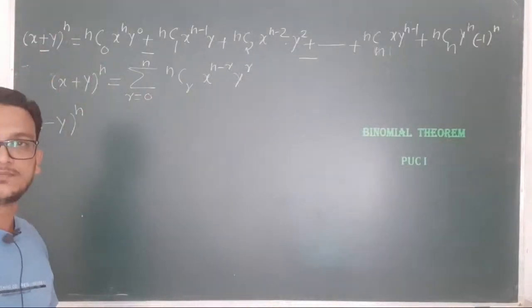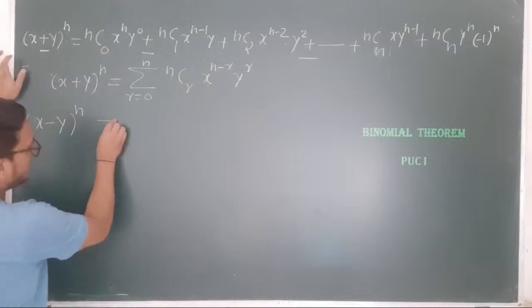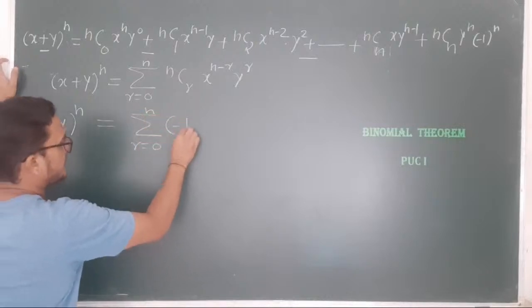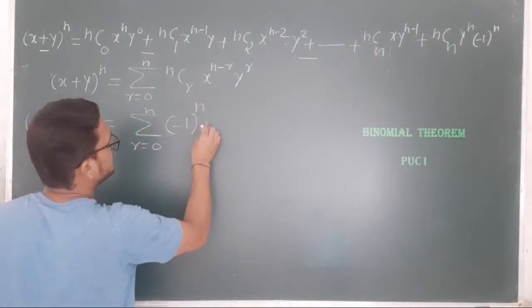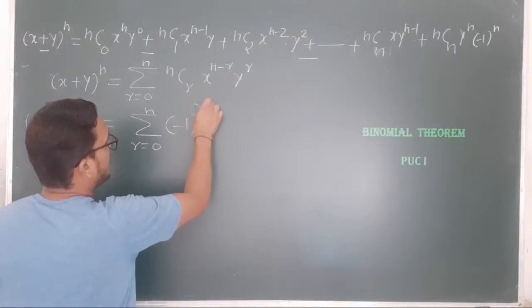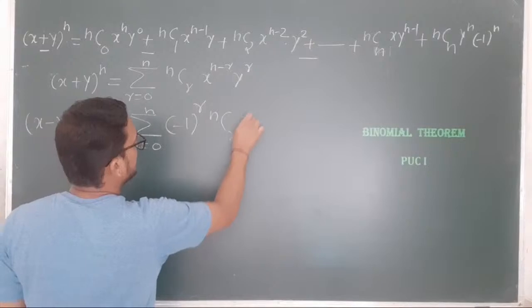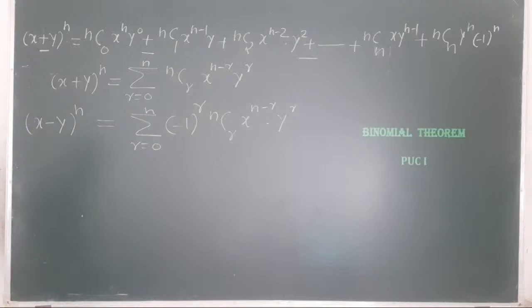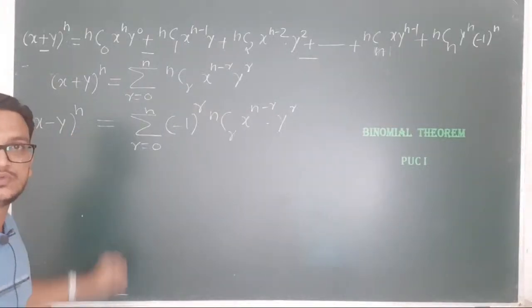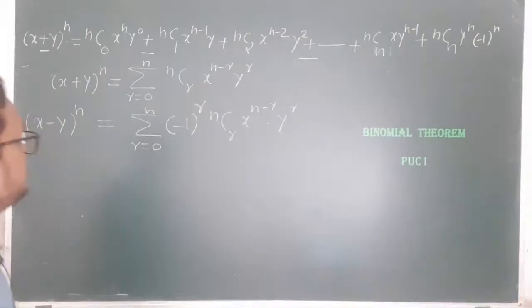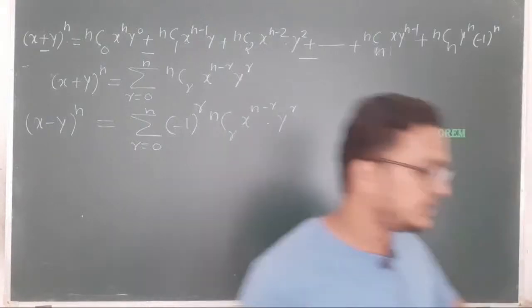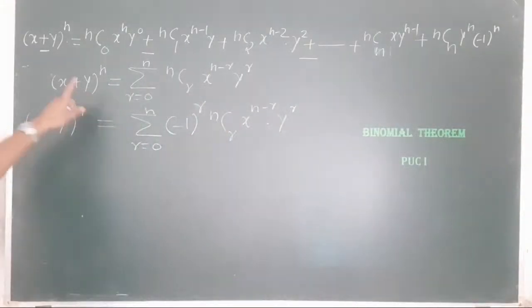Then similarly, the summation we can write as: r equals 0 to n, (minus 1) to the power r into nCr x to the power n minus r into y to the power r. So this is the summation result for (x minus y) to the power n. So this is the main concept in this binomial theorem, that is the statement of this binomial theorem.